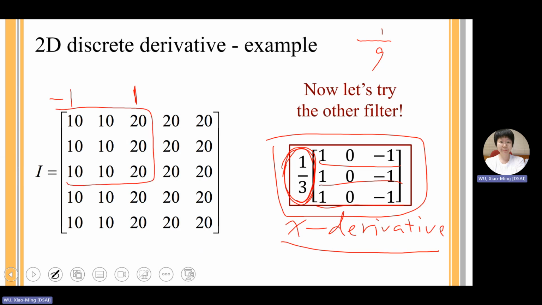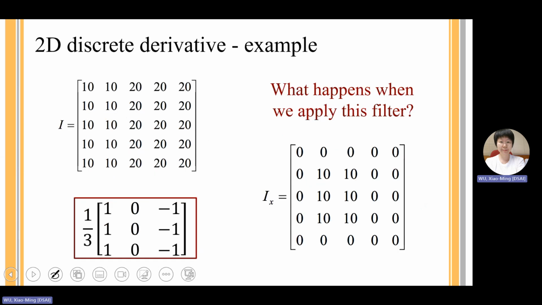So for each row, we compute 20 minus 10, which is 10. And we have 3 rows. So we're gonna sum up 3 10s, which is 30. And the 30 will be divided by 3. So we get 10 here. Get 10 here.